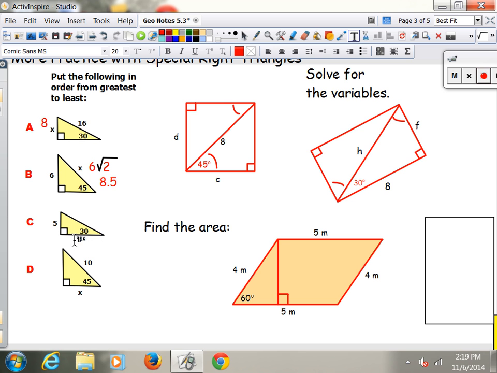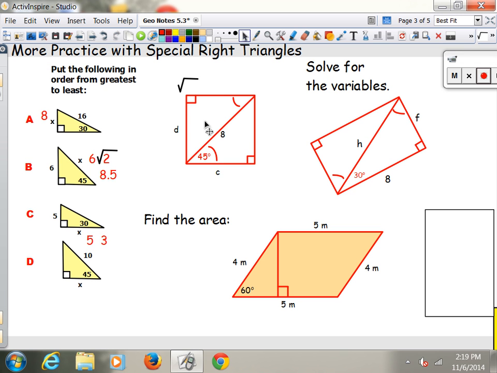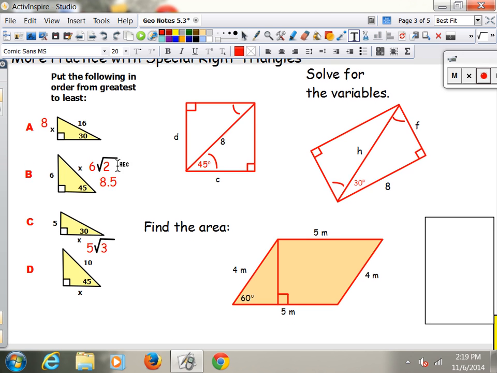Now, what does X have to be on this letter C right here? It's the short leg times radical 3 is your long leg. So it's got to be 5 radical 3. If you multiplied that together in your calculator, you would get 8.66, which rounds to 8.7. So C is the largest so far.